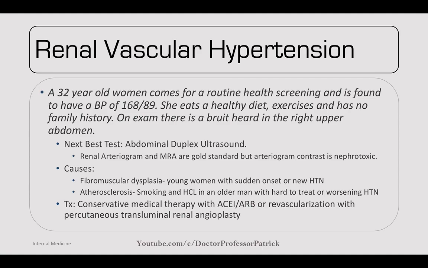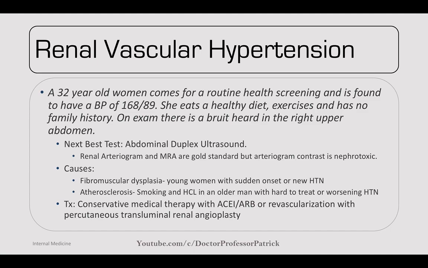So your next best step here is an abdominal duplex ultrasound. So renal arteriography and MRI are gold standard, but its contrast is nephrotoxic, and the problem is less blood flow to the kidney, so it's not a good idea. So some of the causes are fibromuscular dysplasia.